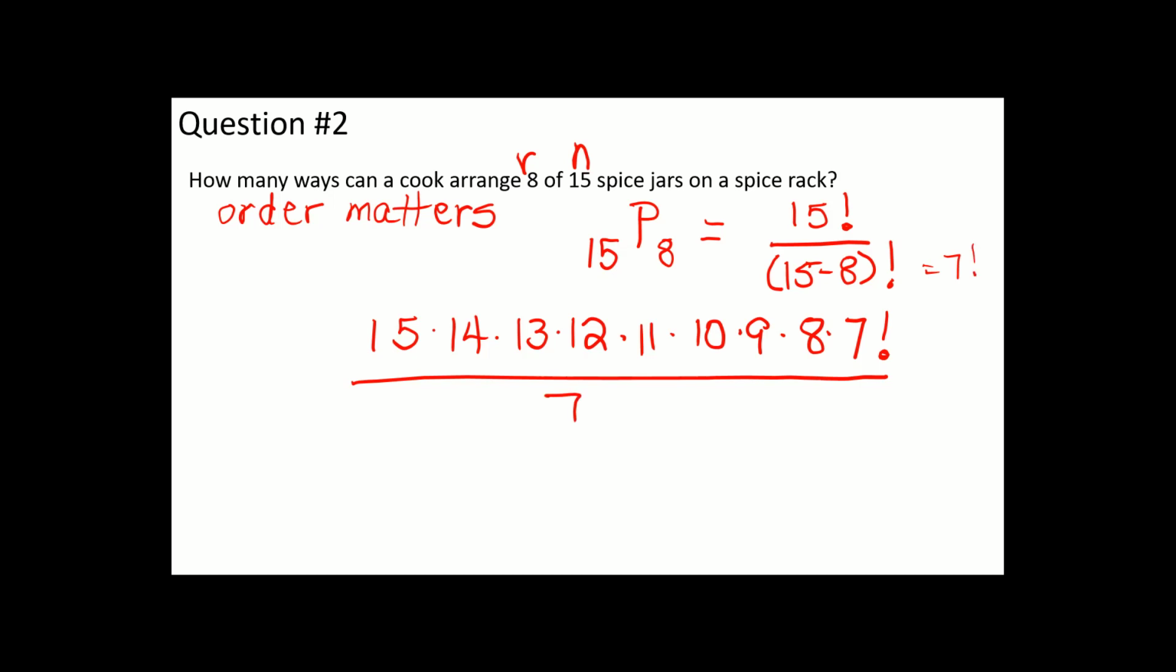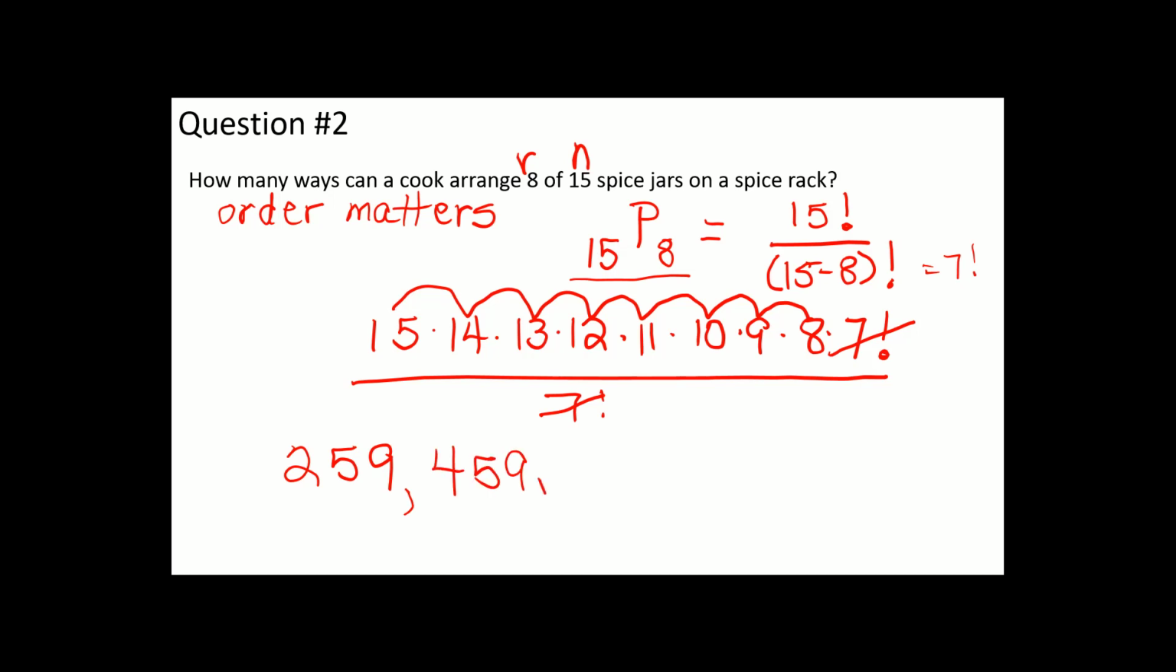So our numerator is written out. Our denominator is 7 factorial. 7 factorial will cancel, and we'll multiply 15 times 14 times 13 times 12 times 11 times 10 times 9 times 8. You can also use your calculator in Desmos or your scientific calculator. Plugging those numbers into your calculator, you'll get 259,459,200.